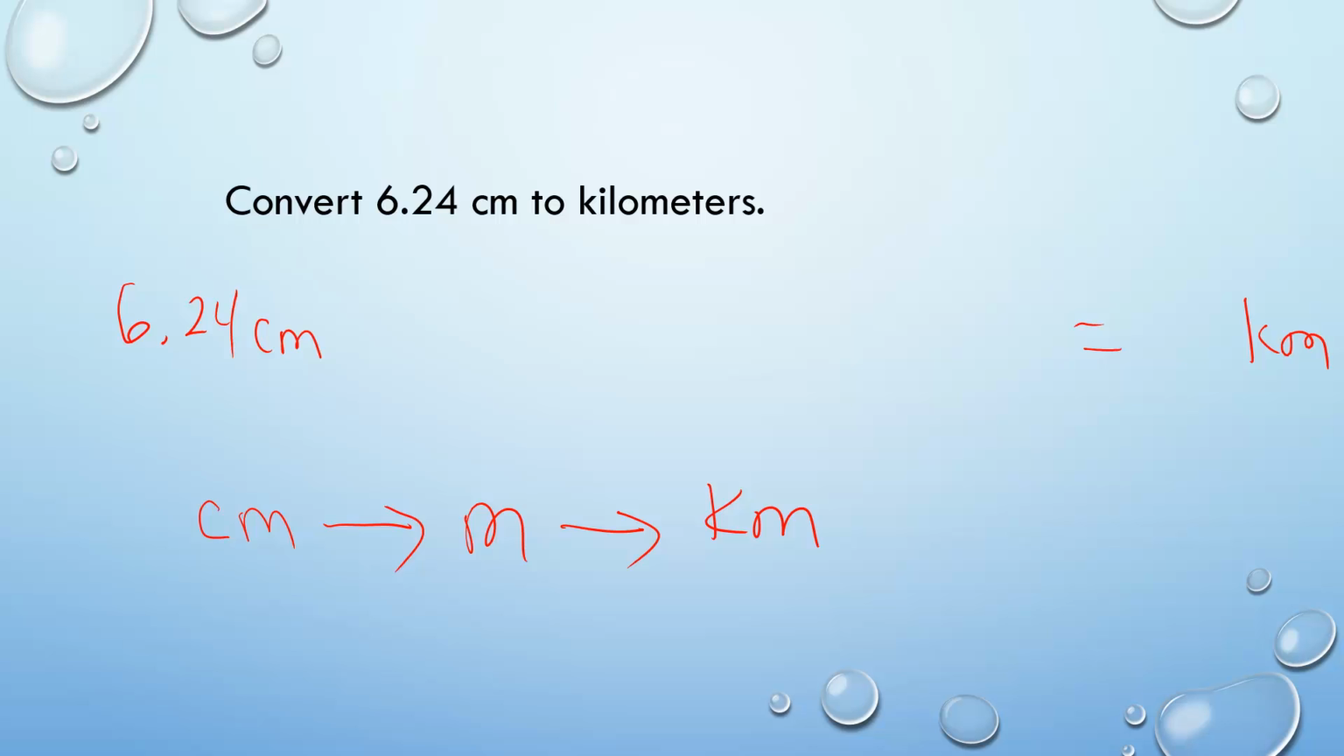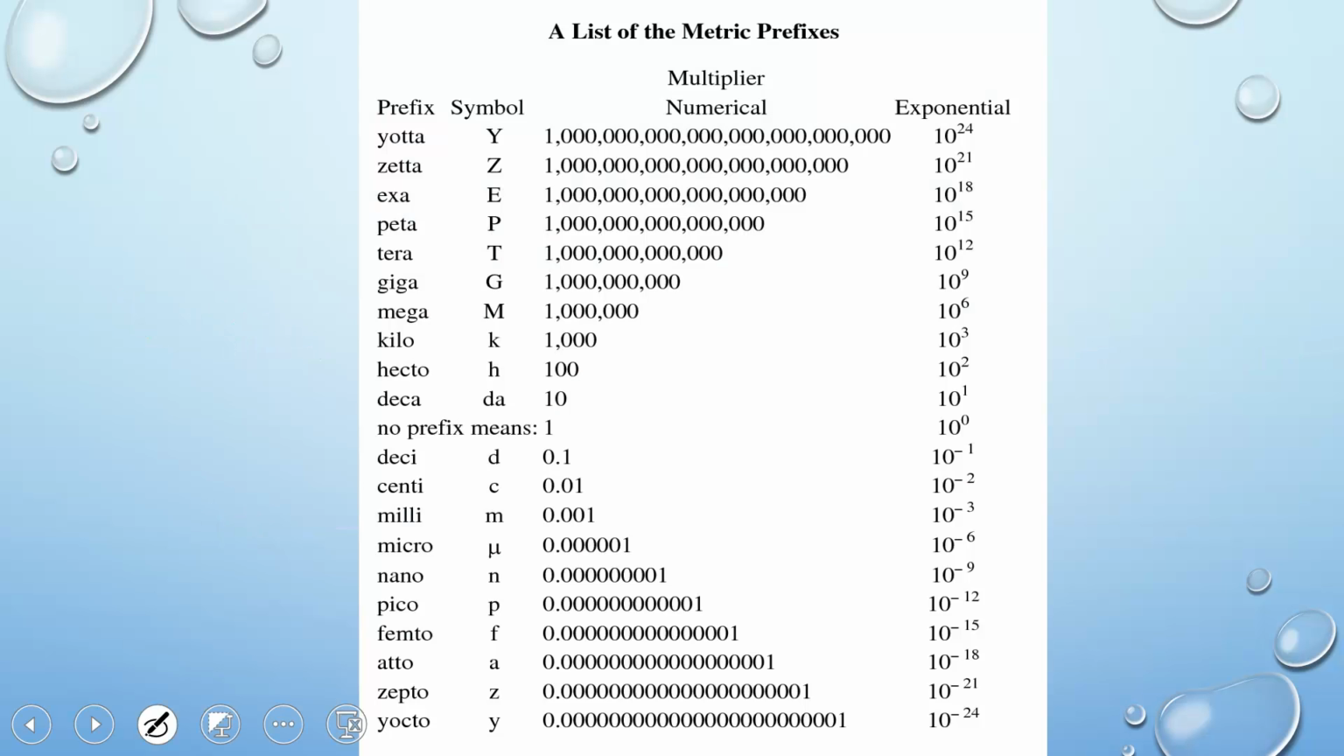Every time we write an arrow, that means we have to add one step to our problem. In this case, we need our conversion factors. So we're going to consult our metric chart, since centimeters and kilometers are in metric, and we will find our conversion factors.